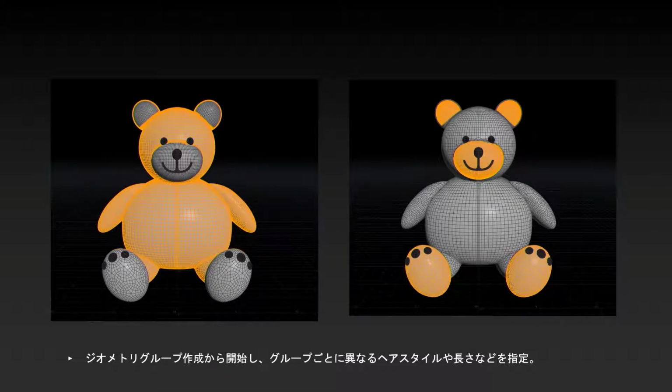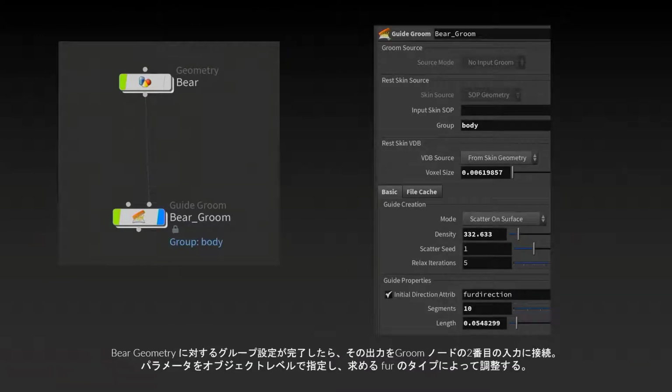on our bear geometry. And we'll use the primitive groups that we specify here to specify different areas of hair for style and length. So here's the network view. So we have our groups initialized for our bear geometry inside the bear geometry network.